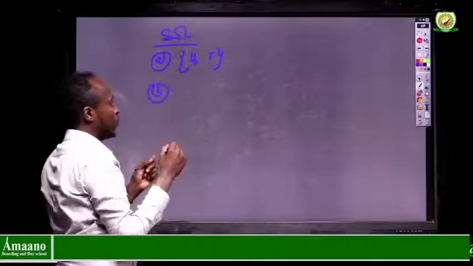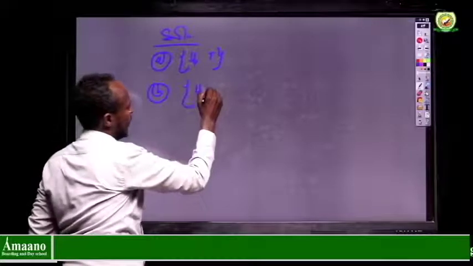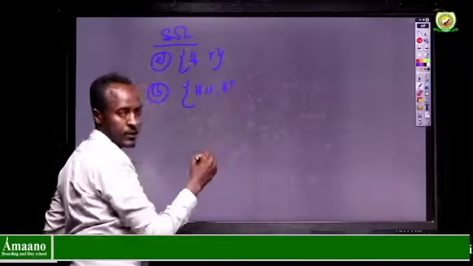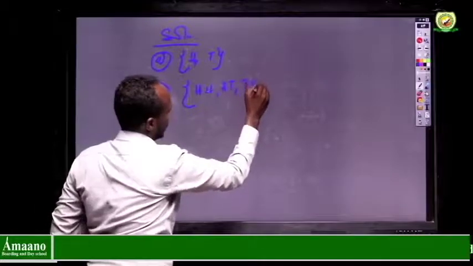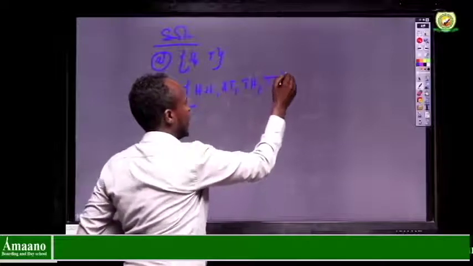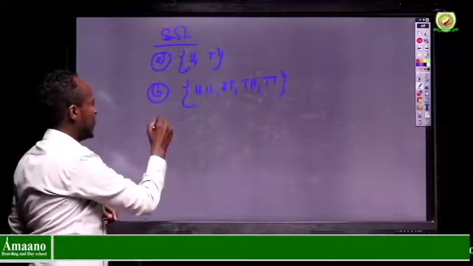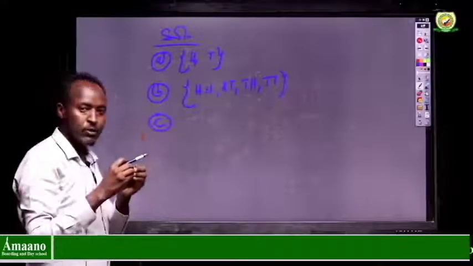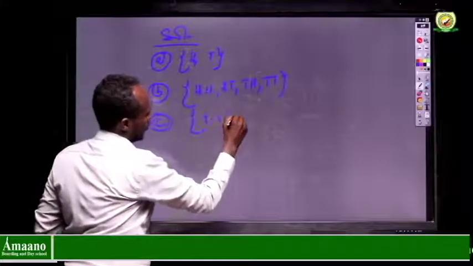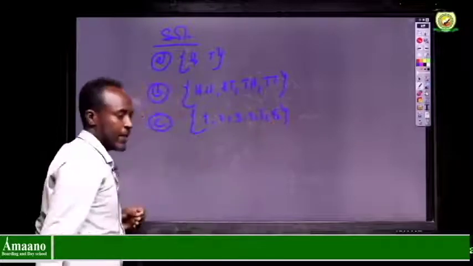B, if we toss 2 coins together, the outcomes can be: the first one head, the second tail; first one tail, the second head; or both we have tail. That is the outcomes from tossing two coins together. C, we are asked to list the outcomes of rolling a die. 1, 2, 3, 4, 5, 6. These are the sides of a die.